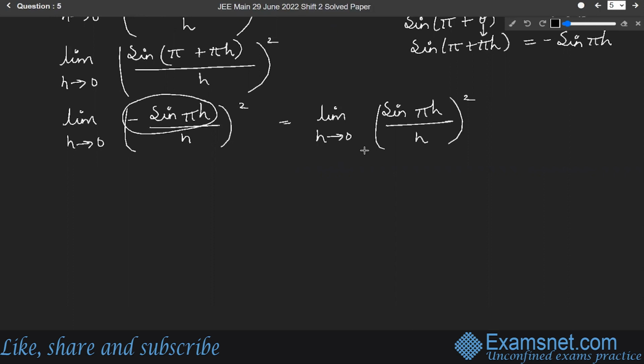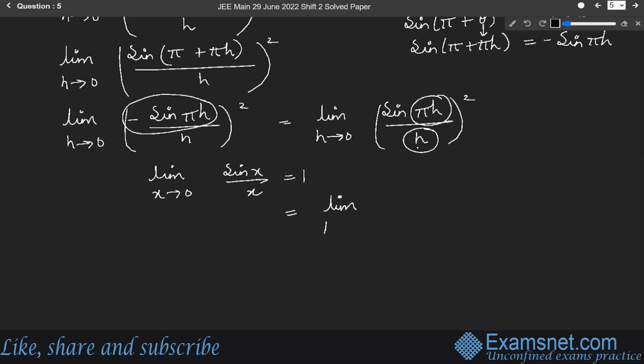And there is a very basic formula, which is limit x tends to 0 of sine x divided by x is always equal to 1. But here you can see that both these terms are not equal. In order to get this value equal to 1, we should have sine x divided by x, meaning both these terms should be equal to each other, right? But here in the numerator we have pi h and in the denominator we have h. So let us do one thing. Let us multiply and divide by pi square.